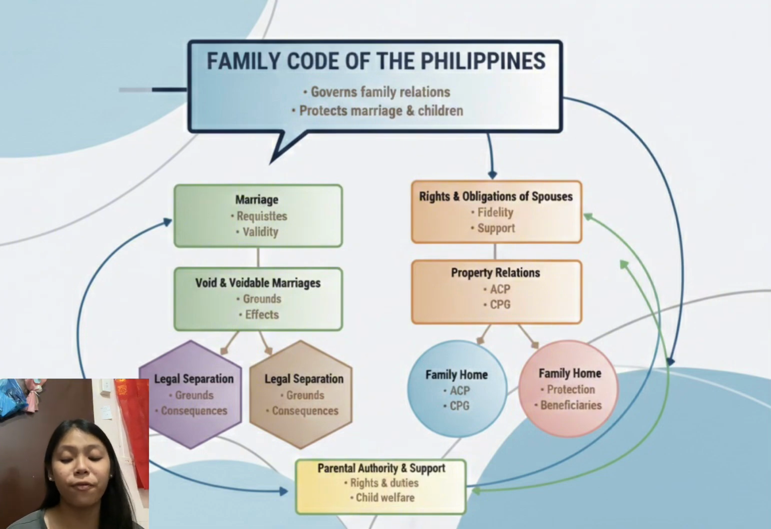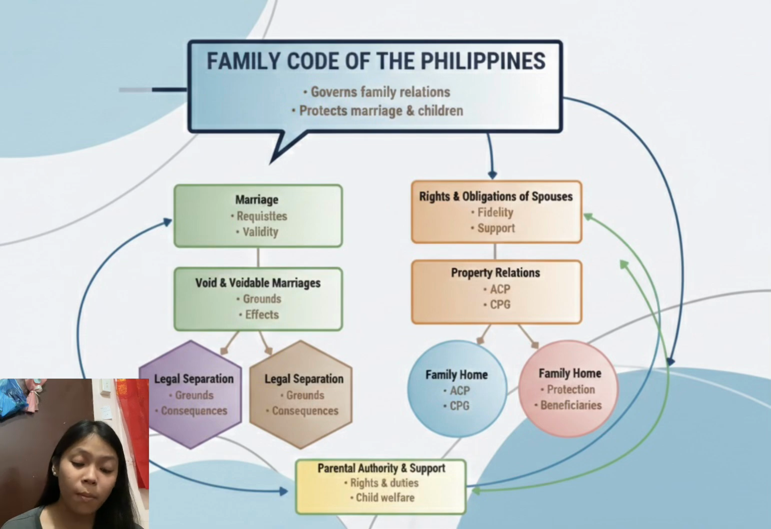Second is void and voidable marriages. This addresses unions that are not legally enforceable. Void marriages are invalid from the start, with no legal effect. Grounds include incest marriages, unions between parties below 18, or those solemnized without legal authority. Effects include no property relations except for co-ownership of acquired assets, and no right to support between parties.